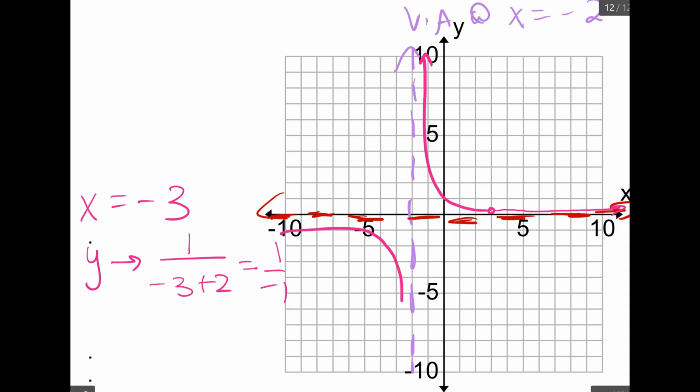It's not perfect, but really I care about the vertical asymptote exactly, the horizontal asymptote exactly, and which side you're putting the curve on. So notice I didn't do it exactly, but super close. That's the part I care about. Awesome, and then that's it.